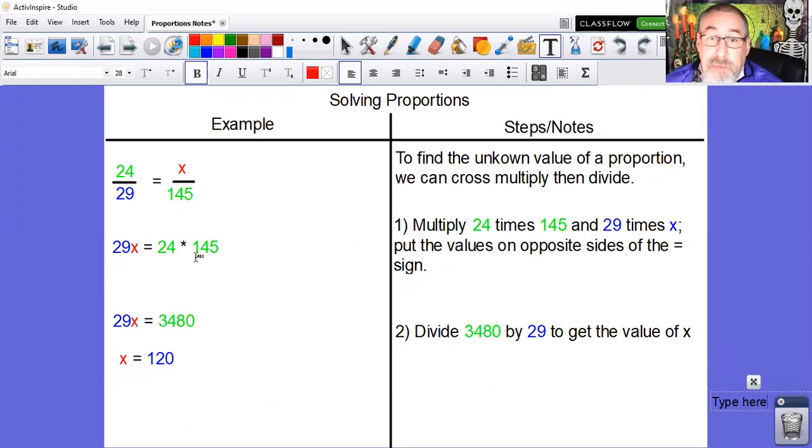So if we multiply 24 times 145, that's this half of the equation, and then divide by 29, that's exactly what we had to do to get x by itself. So that's a simpler format of solving these proportions.